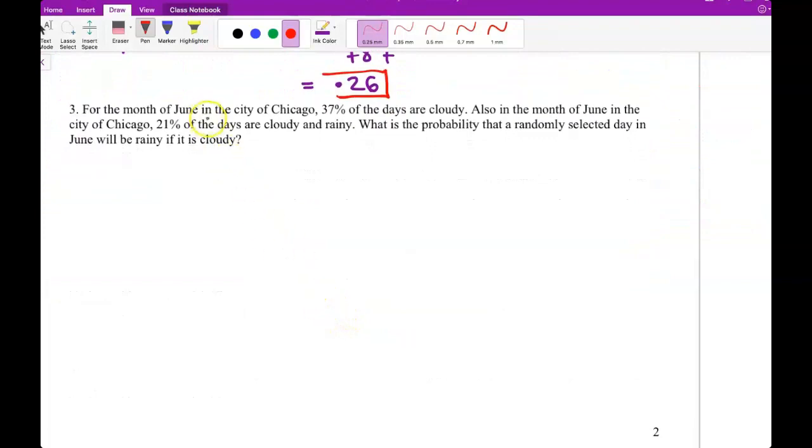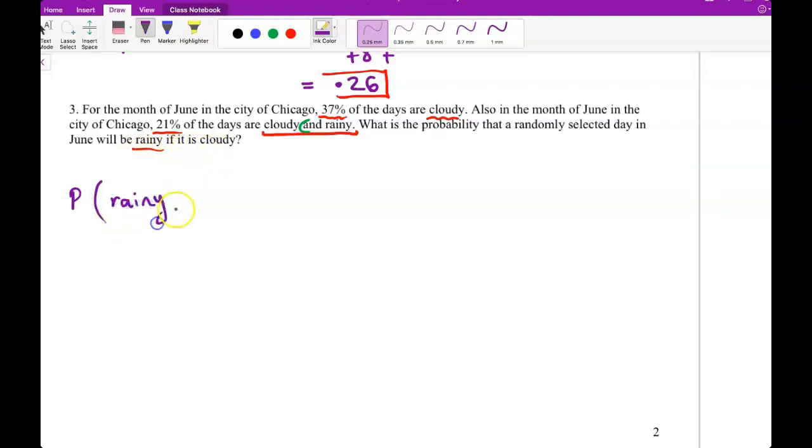Number 3, for the month of June, in the city of Chicago, 37% of the days are cloudy. So 37 days are cloudy. Also in the month of June, in the city of Chicago, 21% of days are cloudy and rainy. Now what is the probability that a randomly selected day in June will be rainy? So here we have rainy. Find this probability when it's rain. Okay, probability of rainy when it's cloudy.